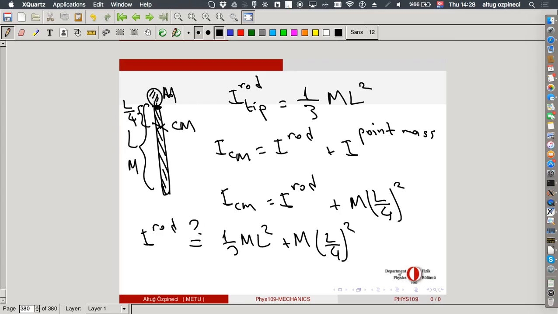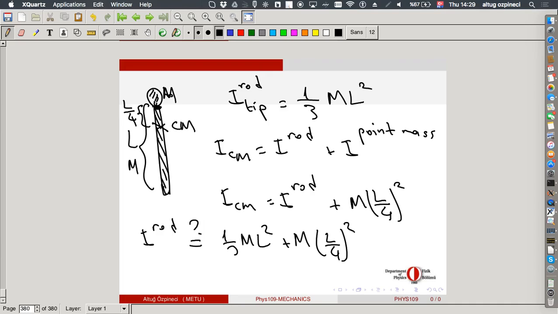So is this true? Is this the parallel axis theorem? No. Your friend is right. To use the parallel axis theorem, we can only shift the moment of inertia for rotations around the center of mass of the rod.